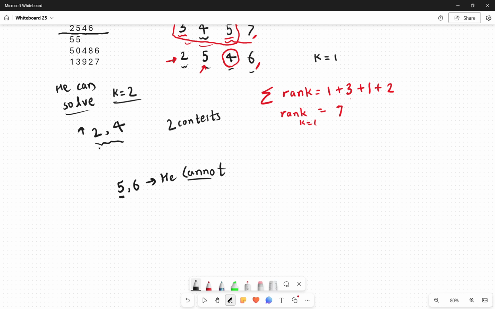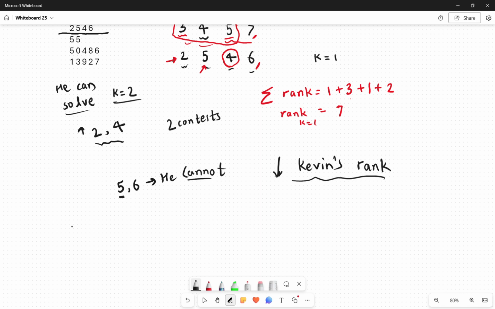So one thing I can logically notice is that we want to minimize Kevin's rank as much as possible, right? So we want to decrease Kevin's rank. That is what we need to do.